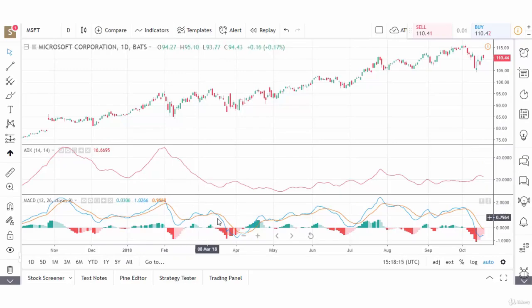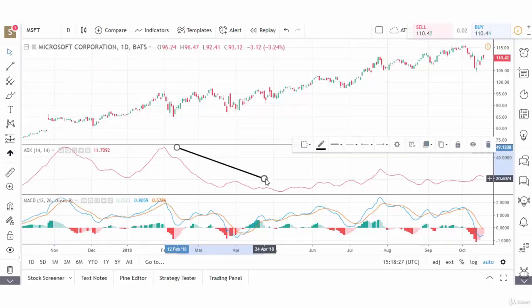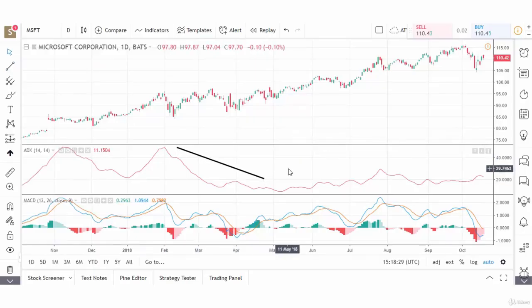Our MACD is still bullish, but what the ADX is telling us here, as it moves down, is that the trend is becoming weaker. So the MACD is still bullish, as I said, but that bullish trend is weaker. And we can see Microsoft bumping up against resistance at several levels here as the ADX is declining.